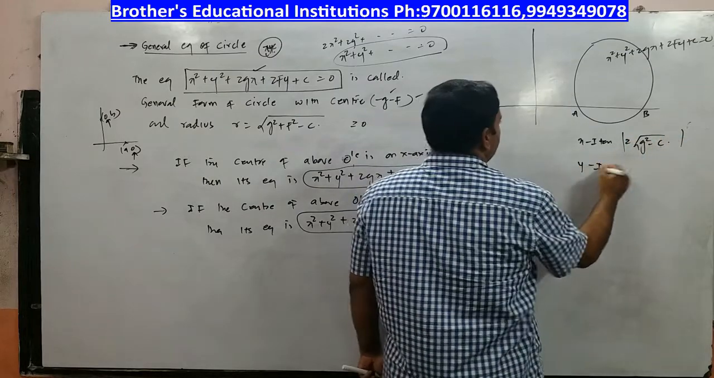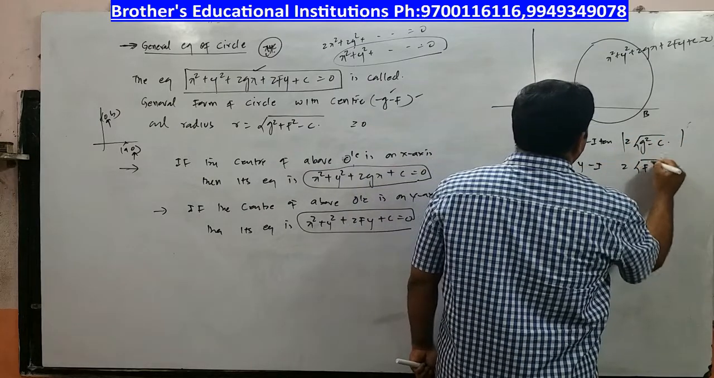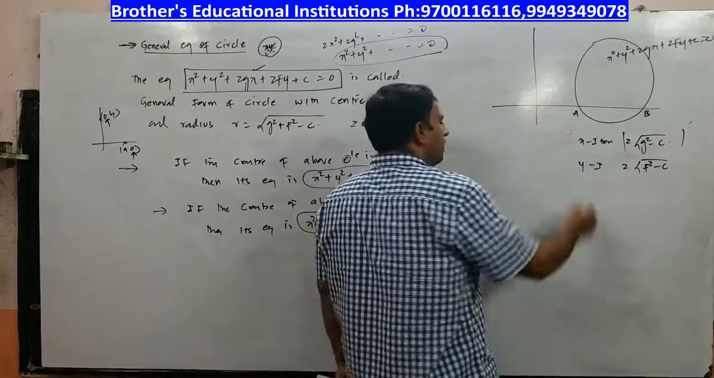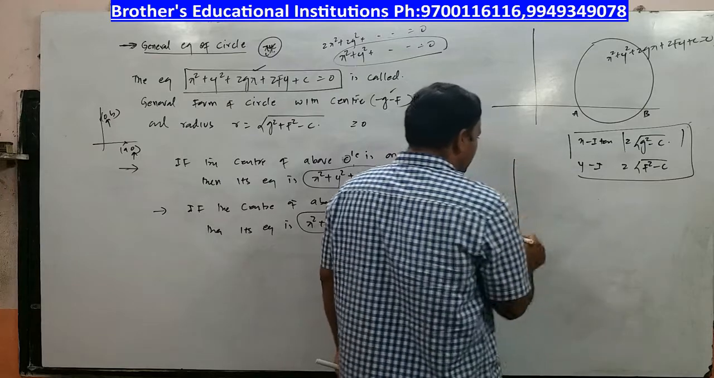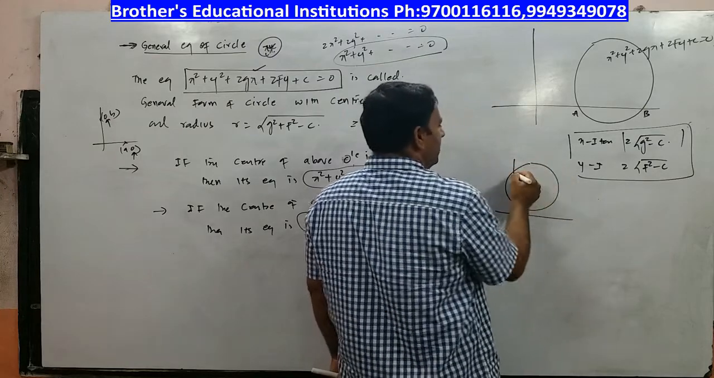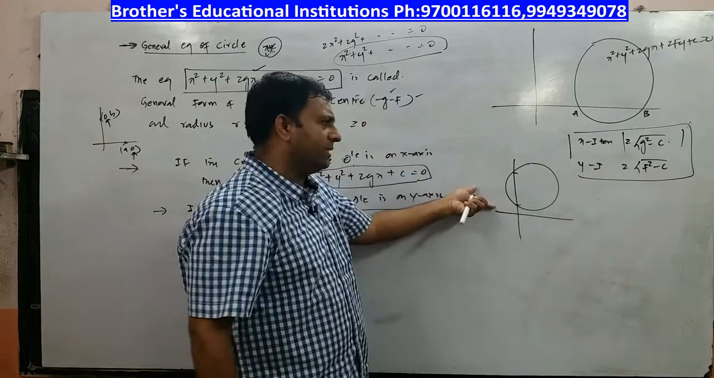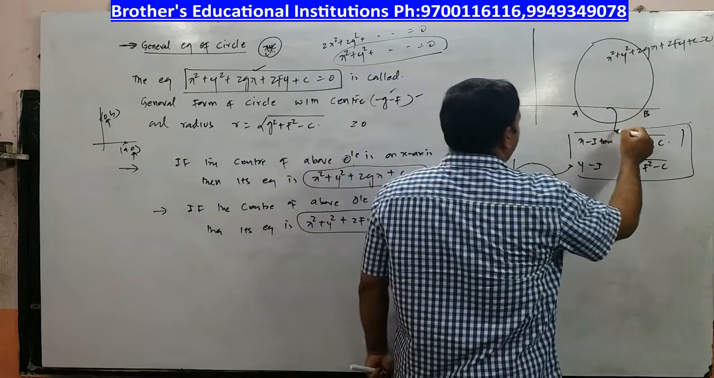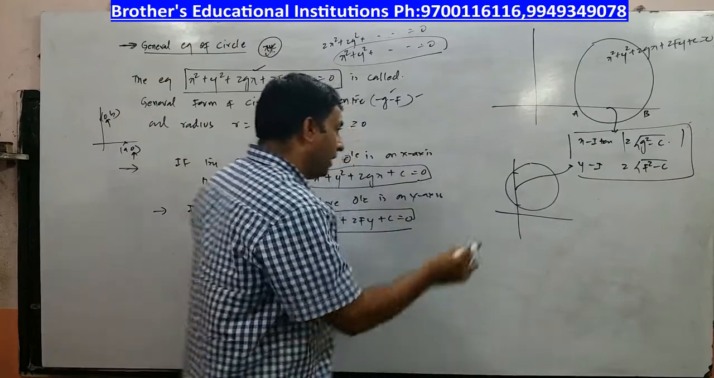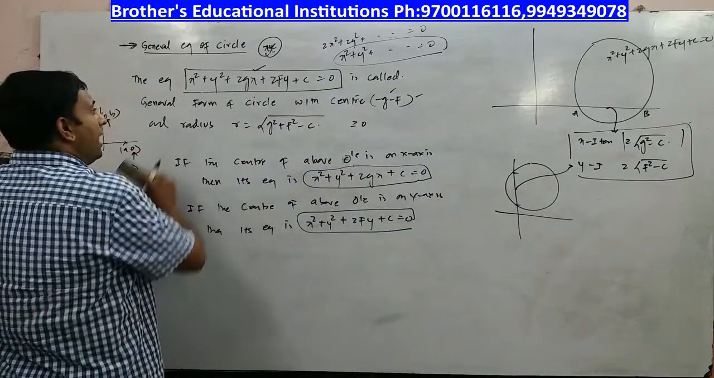And what is the y-intercept length? It is 2 into root of f square minus c. Now, you may wonder, what is y-intercept? Y-intercept is nothing but like this. It cuts a length of some units on the y-axis, and if you wish to find this length, you have to use this formula. Now there is something beyond this also going to happen, right?